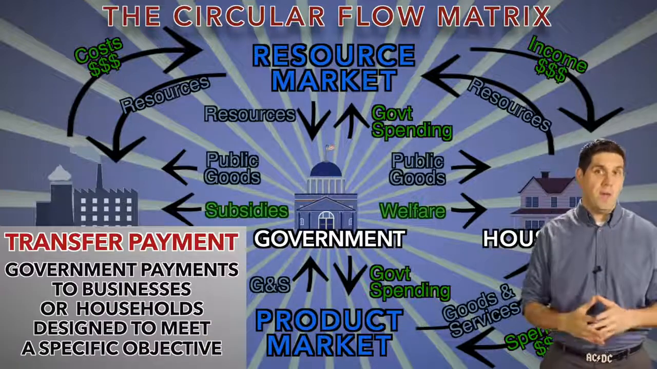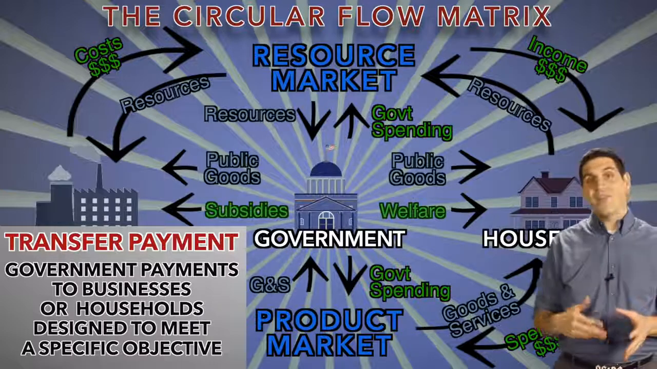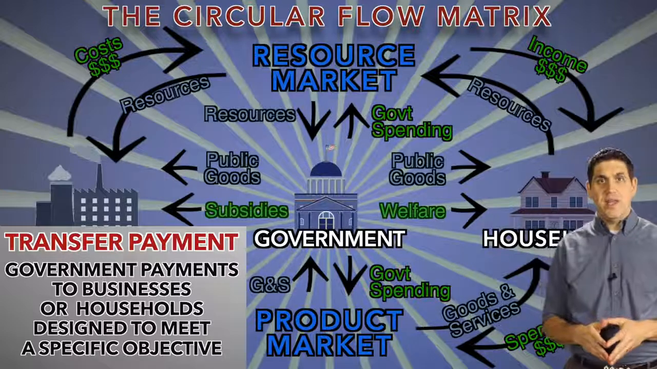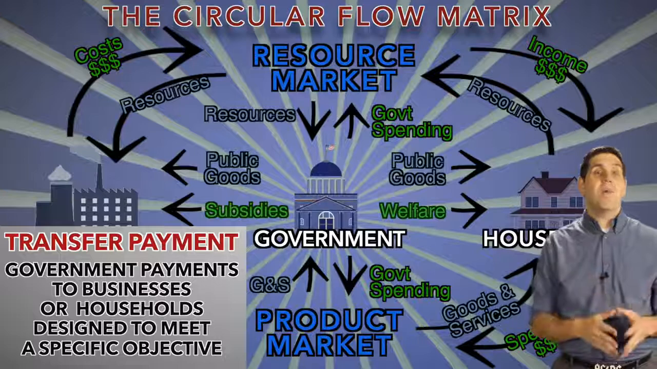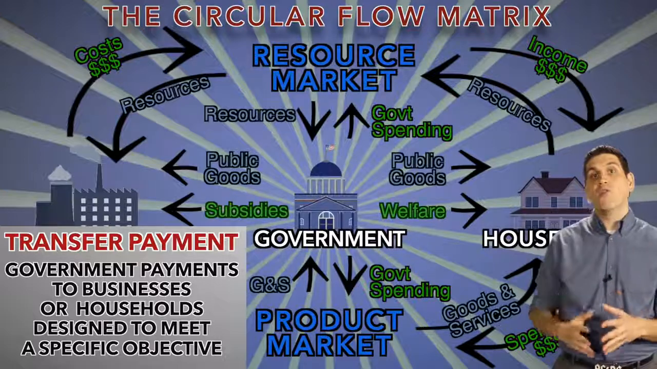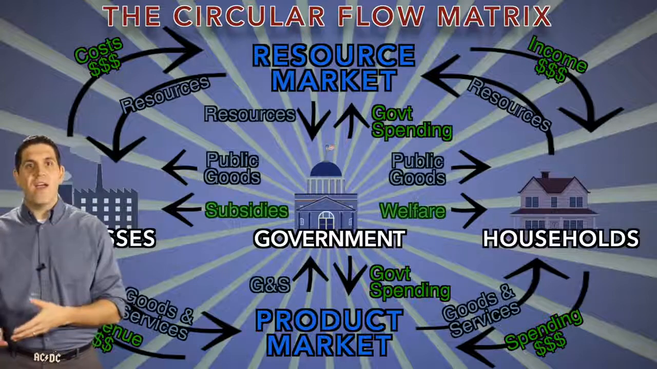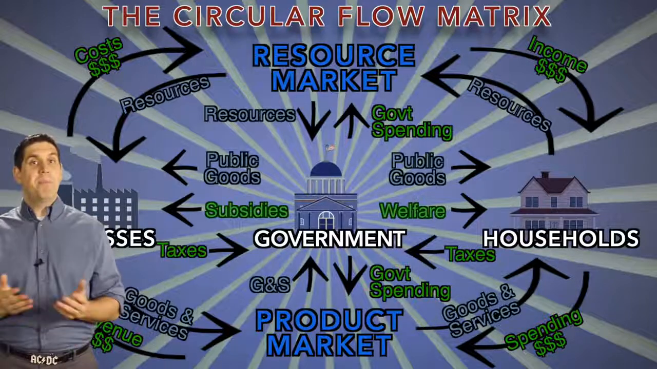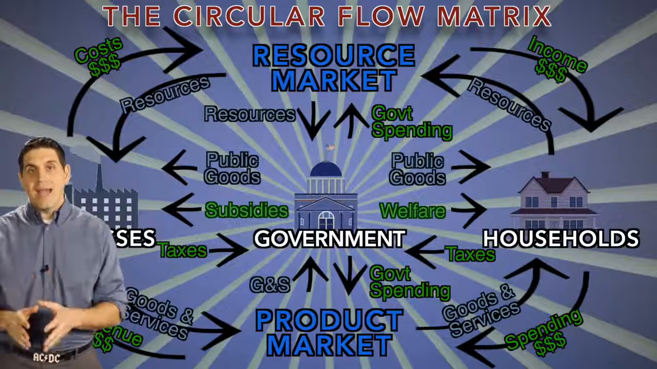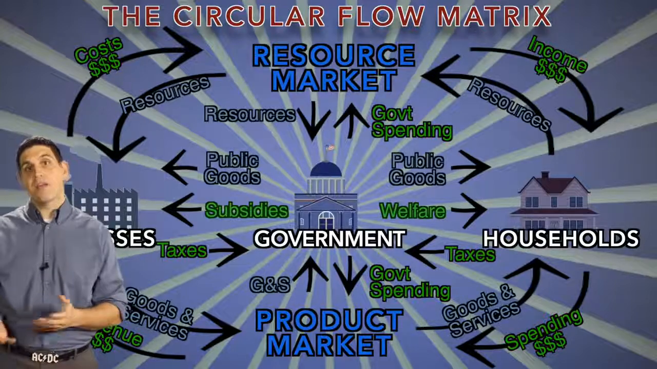The government also pays money to businesses called subsidies or households called welfare. Economists call those transfer payments. There are situations when the government's giving out money but not for goods and services. It's to meet some other objective like to alleviate poverty or get companies to produce more fuel-efficient cars. But how does the government afford to provide public goods and welfare and subsidies? Well, they tax businesses and households. Income taxes and sales taxes fund government projects and programs.